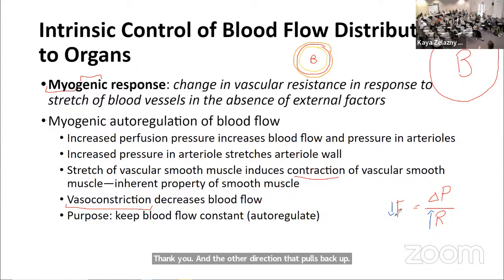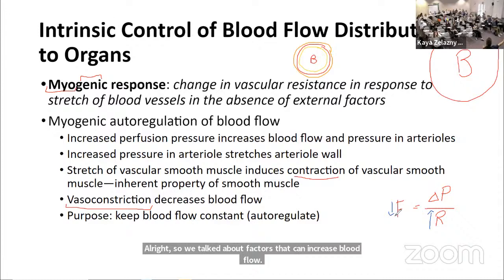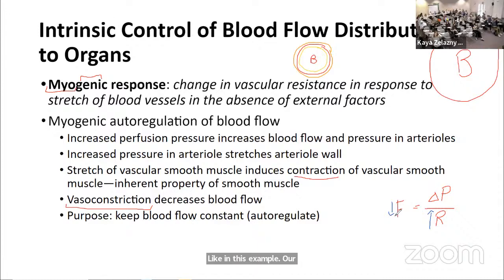So we talked about factors that can increase blood flow. Like in this example, our change is an increase in that difference in pressure, and an increase in flow. And we know that that could happen, for example, as an active hyperemia situation or a reactive hyperemia situation, are two that we talked about. Okay. But we wouldn't want that to go on forever, right? We want that to stabilize back. So once we feel that stretch, increase the blood flow, we also want ways that we can kind of clamp back down. So that's our final piece of this system for intrinsic control.